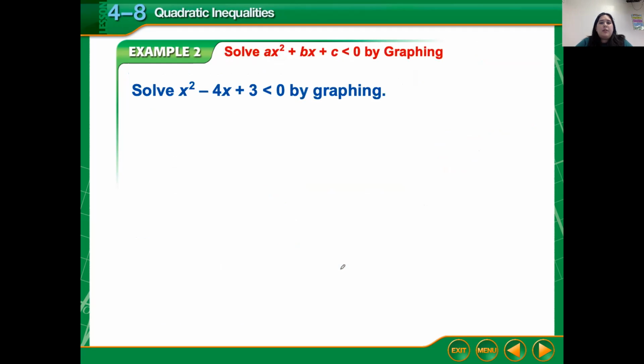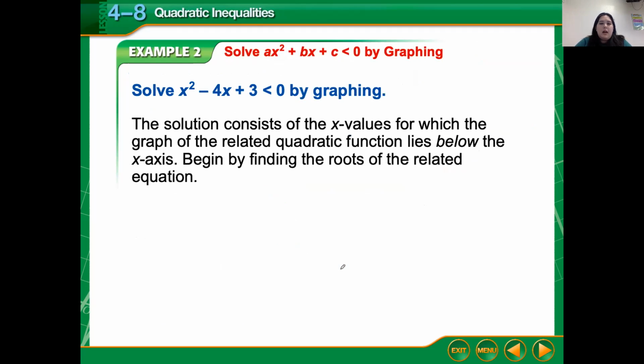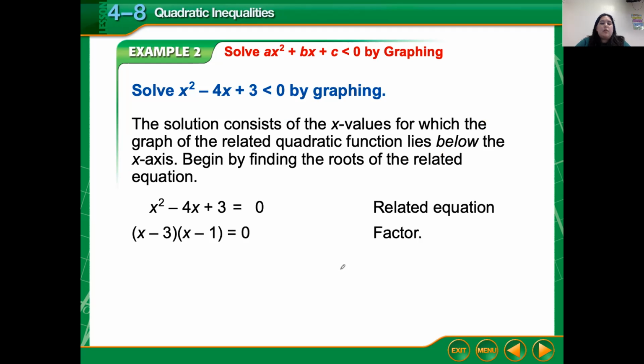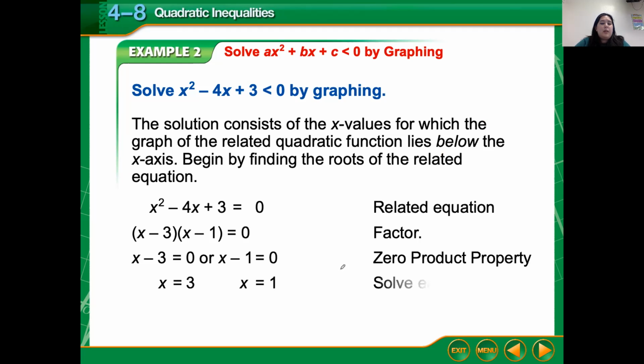Taking a look at example 2, we have solve x squared minus 4x plus 3 is less than 0 by graphing. So the solution consists of x values for which the graph of the related quadratic function lies below the x-axis. We're going to start by finding the roots of our related equation. So we factor x squared minus 4x plus 3, and we get x minus 3 and x minus 1. By using the zero product property, we get that x is 3 and x is 1.